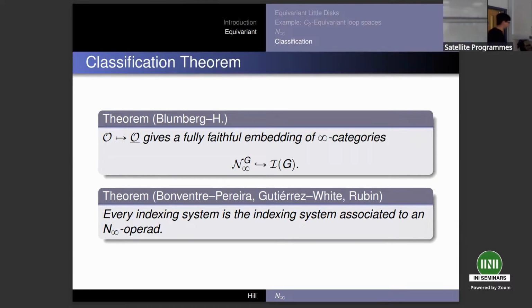Okay. Thanks. I don't really know the stuff, but am I right to imagine that N infinity operads are most precisely like E_V operads where V is the permutation representation? I'm so glad you asked.